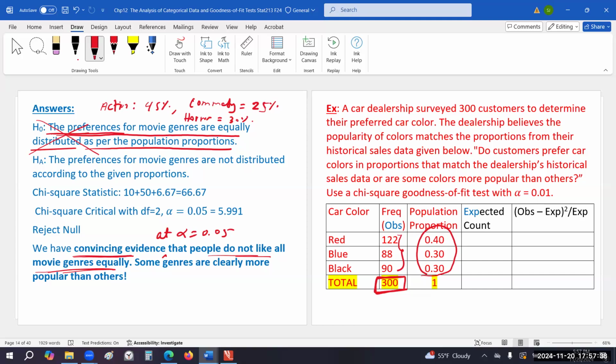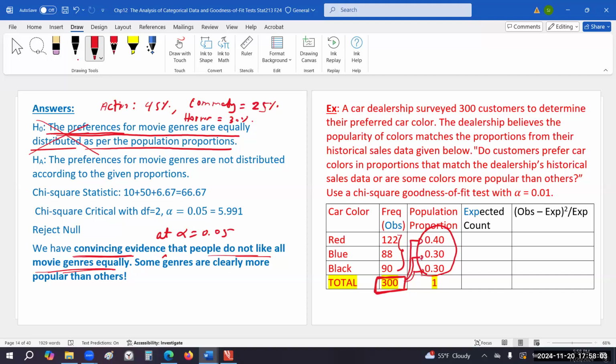So observed will always be given, and the proportion will be given. Either the proportion will be given in this way, or the proportion will be given using a hint. If it is given this way, then it's easy. All you have to do is multiply our n with each proportion.